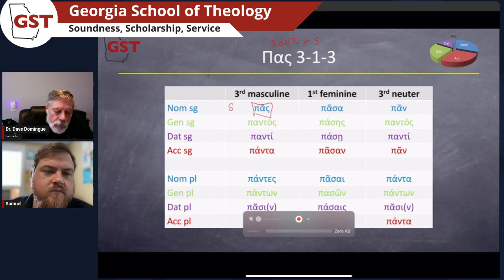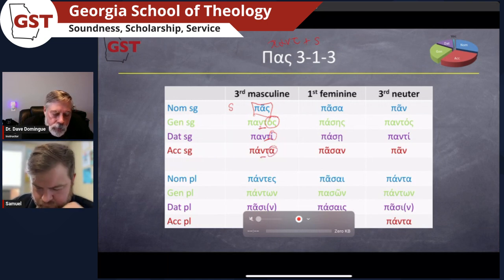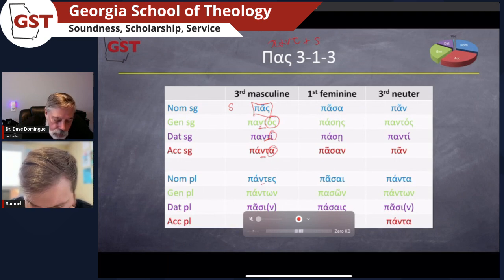Okay. Now, in the genitive form, you'll see the nu tau back because here's our case ending, right? The omicron sigma. Okay. In the dative form, you see it's back, and here's our dative singular, and there's our iota case ending. In the accusative, you see it's back, and there's our third declension case ending for masculine. In the nominative plural, again, it's back because our case ending is the iota sigma.